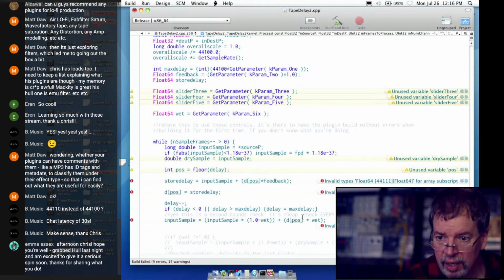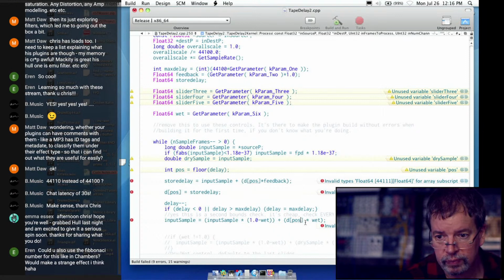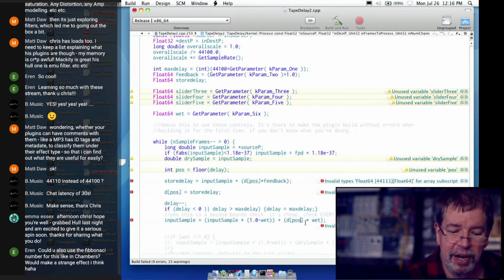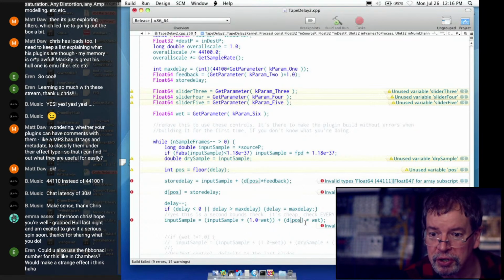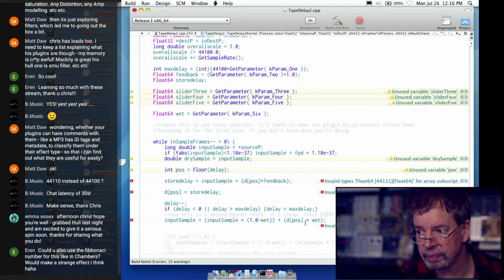Yeah, Emma, I'm glad to see that you're enjoying Hull. Cool. The Fibonacci number just turned up being the golden ratio. No, this isn't going to have Fibonacci. This is going to be something else.